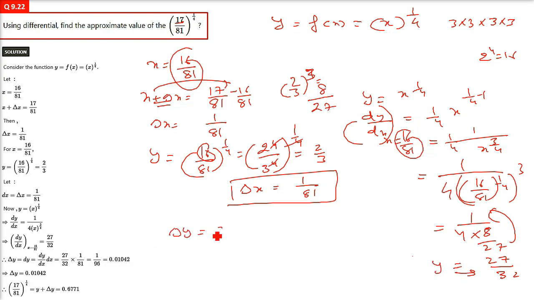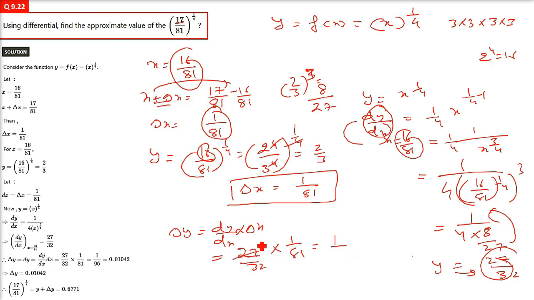Now delta y is what? dy by dx into delta x. We have just computed dy by dx as 27 by 32. So 27 by 32 is dy by dx and dx is 1 by 81 as we have computed just now. So when you solve it, it is going to come as 1 by 96, and when you divide it properly, it's going to be equal to 0.01042. So delta y is this value. 1 by 96 in decimals will be 0.01042.